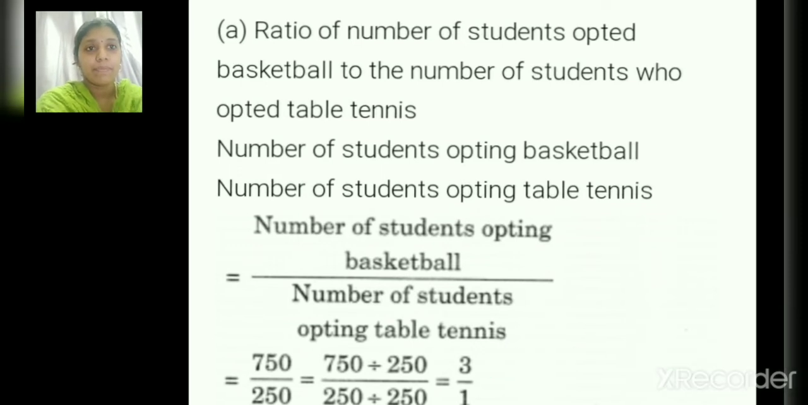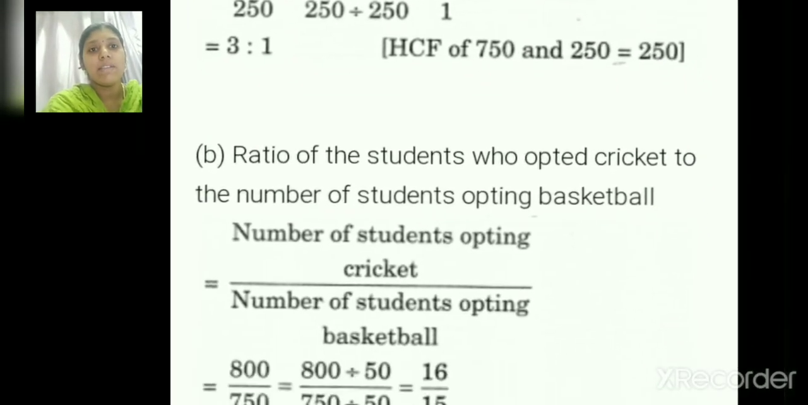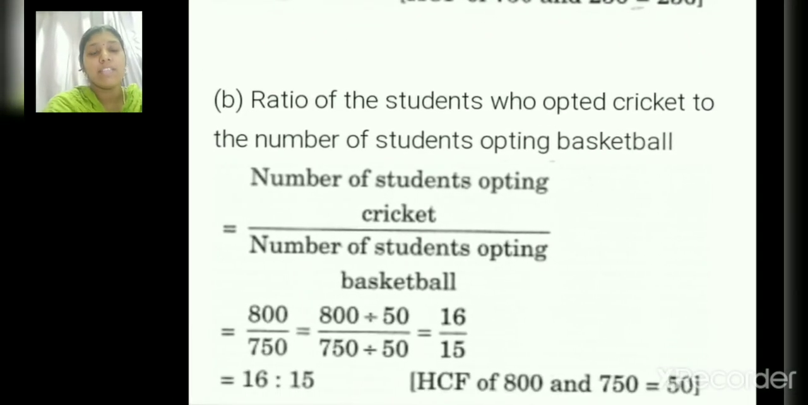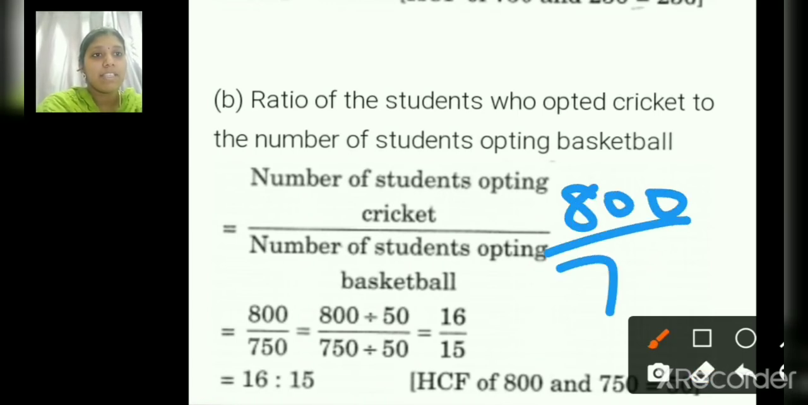Clear, children? Now the B subdivision. The B subdivision is the ratio of the number of students who opted cricket to the number of students opting basketball. Cricket we have 800, so 800 divided by basketball, which is 750. Now a 0 can be cancelled from the numerator and denominator.